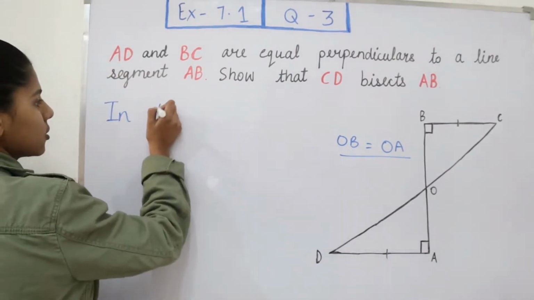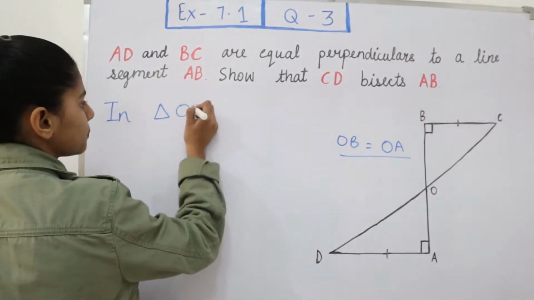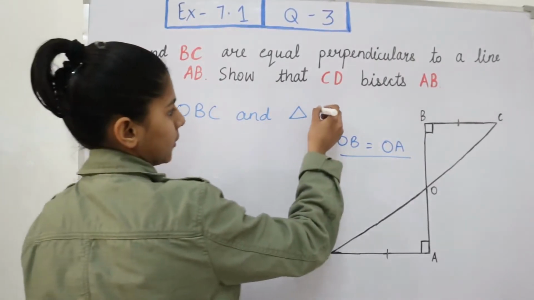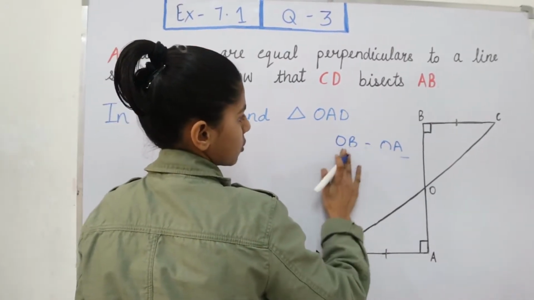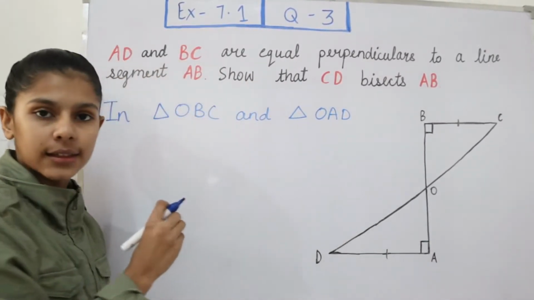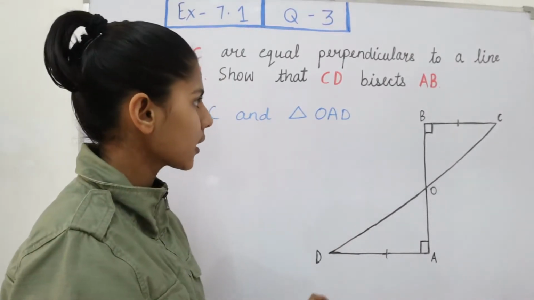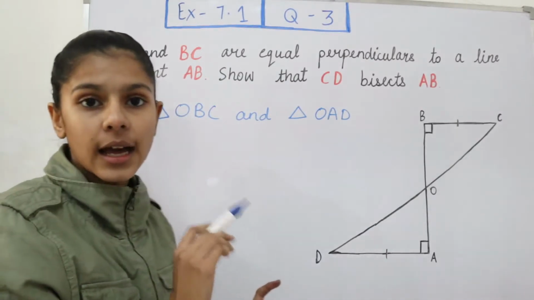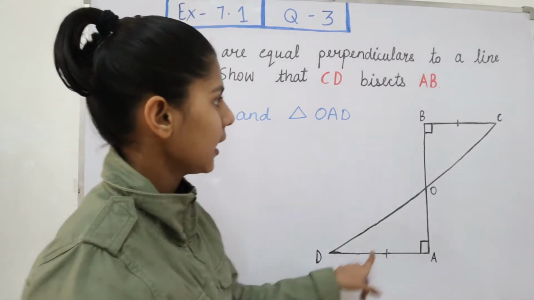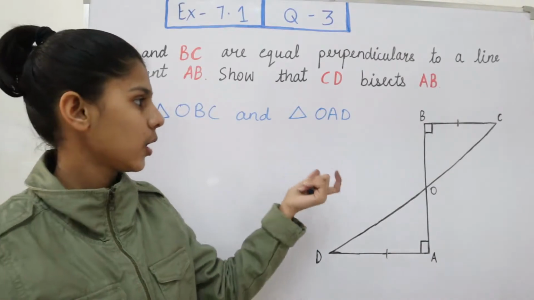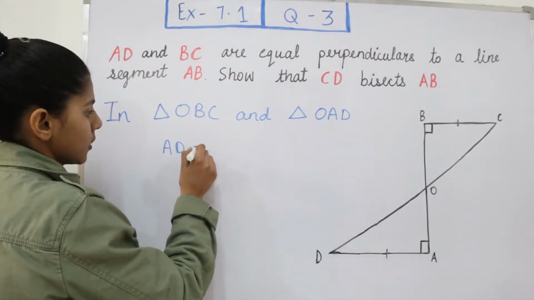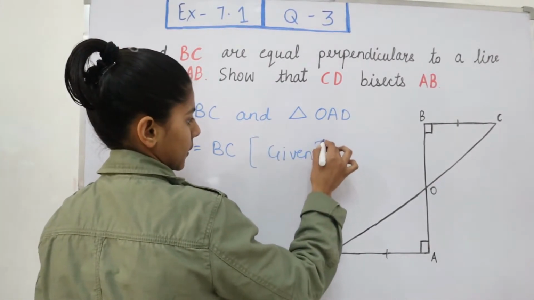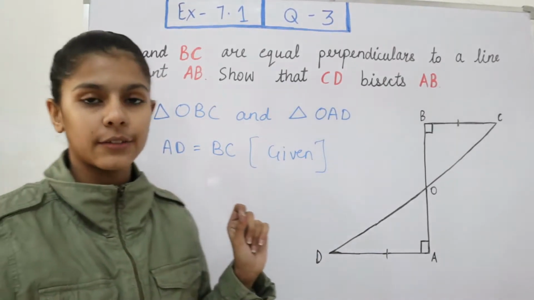In triangle OBC and triangle OAD, what equal is given to us? We need three conditions for proving them congruent. It is given to us that the line segments AD and BC are equal perpendiculars, which means this line segment AD and this line segment BC are equal. So hence we can write AD is equal to BC, and the reason will be it is given to us. So one condition we have got, we need two more.